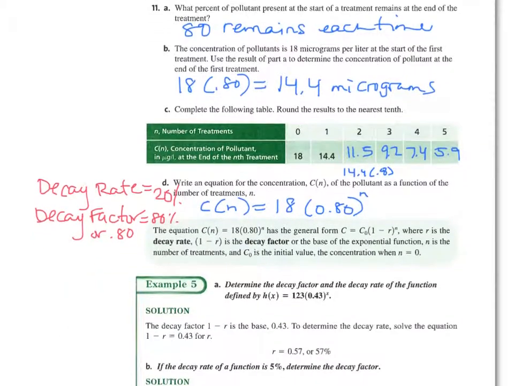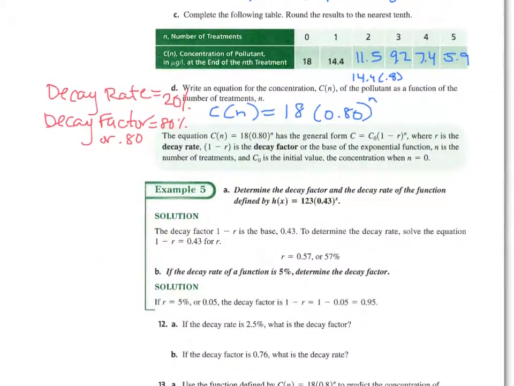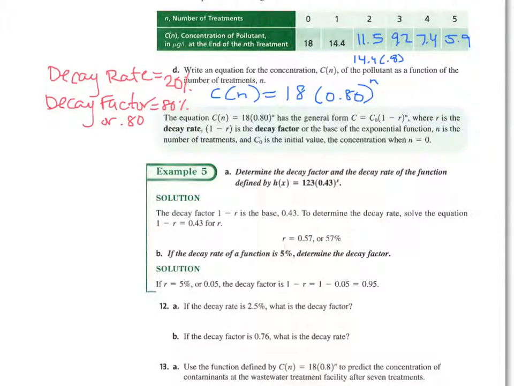Okay, so I'm going to look at example 5. Determine the decay factor and decay rate of that function. Okay, so we know 123 would be our initial. If I'm multiplying by 0.43, if that's my b, that means I'm keeping 43%, which means I'm decreasing by 57%. So that's my decay rate in this case. My R value, what they have right here, would be either 0.57 as a decimal or 57 as a percent.